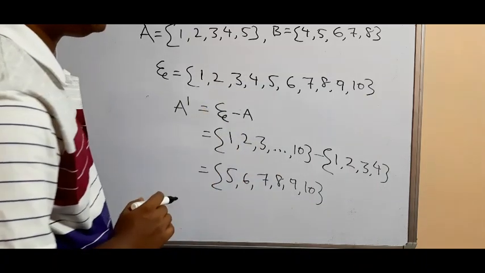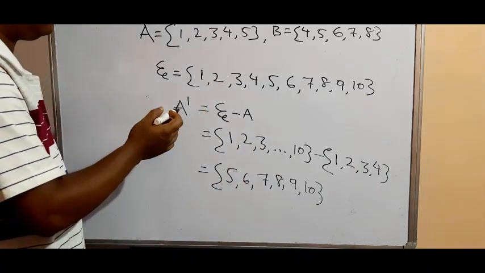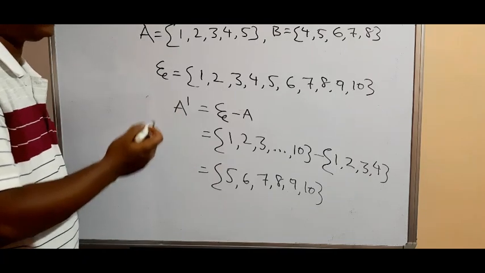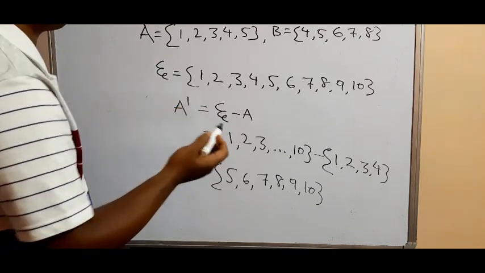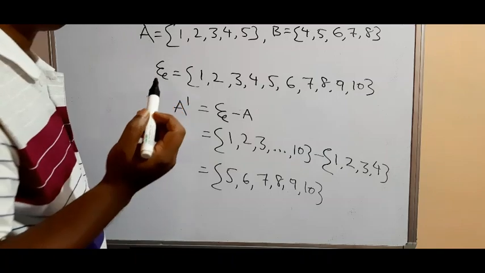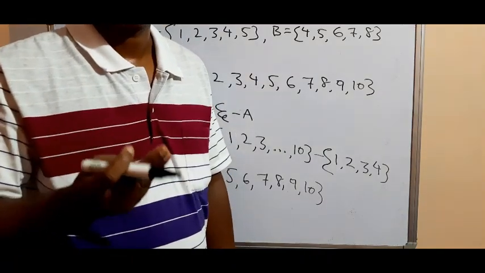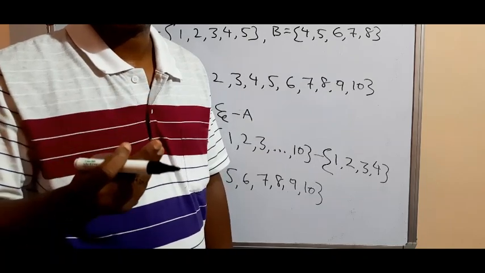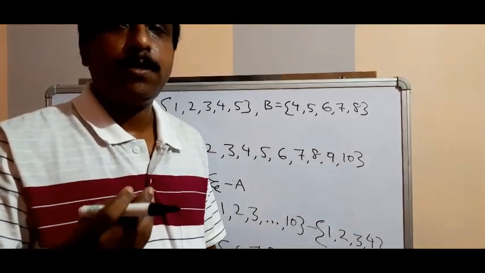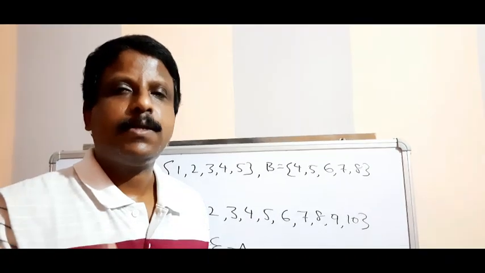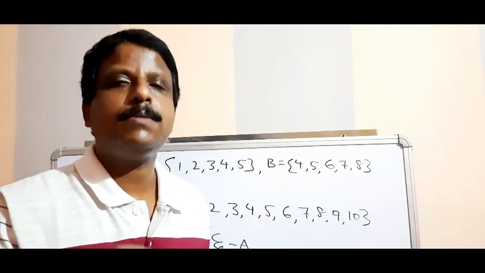So complement of a set understood. The complement of a set is expressed as A dash. That means universal set minus A. Understood? I have explained union of sets, intersection of sets, then difference of sets, then complement of sets. Understood? Clear? Now based on these, I am doing 2-3 problems.